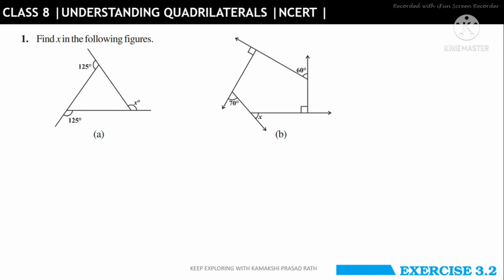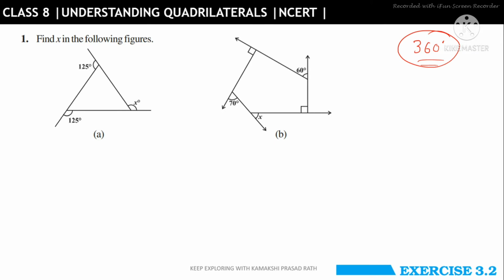It says that the sum of the exterior angles of any polygon is always 360 degrees. That means if you add all the exterior angles of a polygon, going around in order, we will always get 360 degrees.